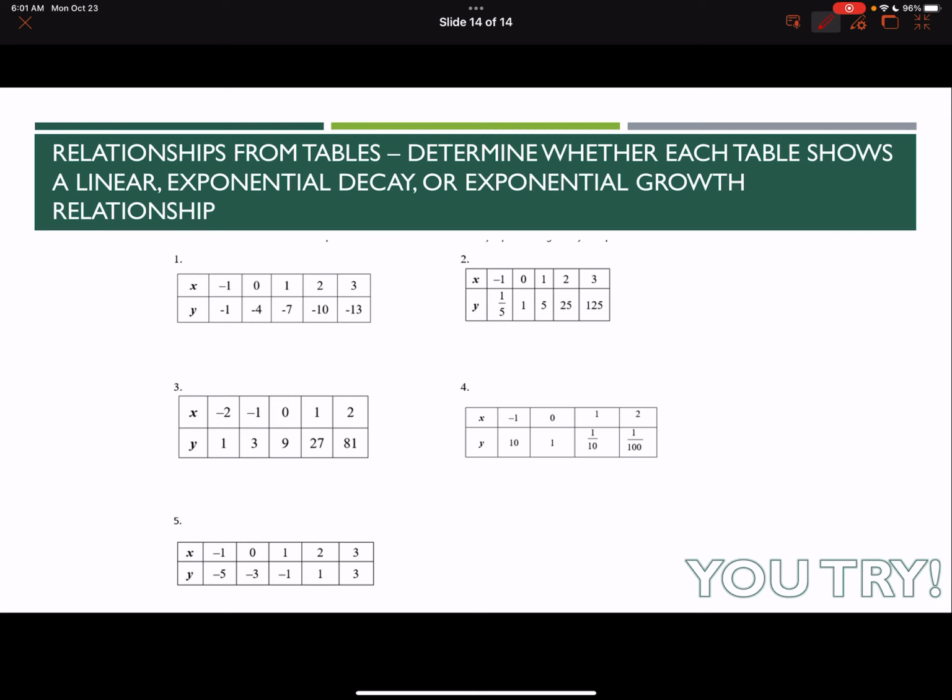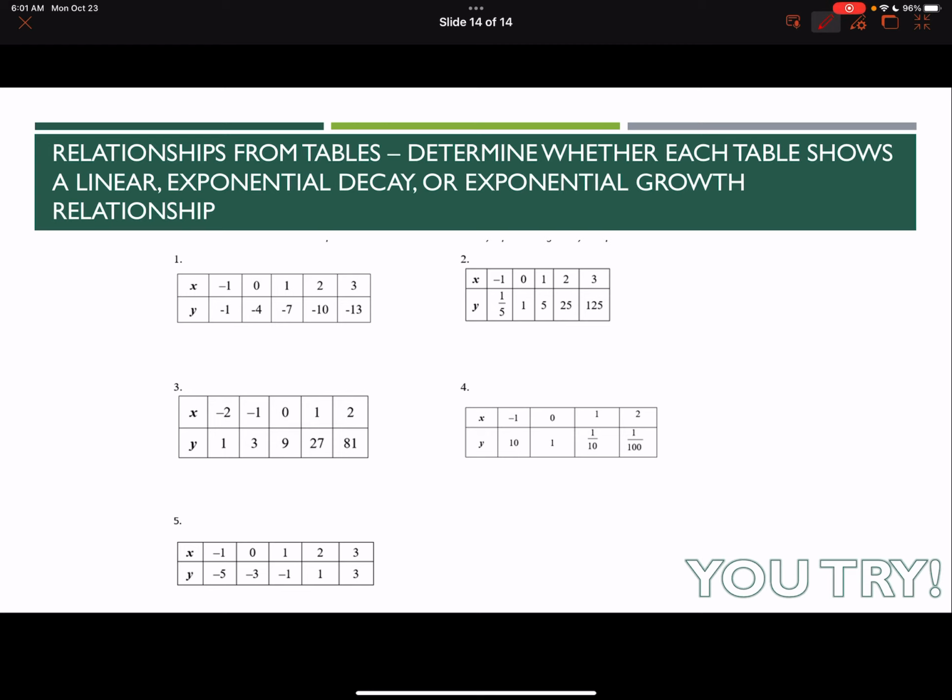Okay. So we're going to finish off by just a little bit more identifying from a table whether we have linear, exponential growth, or exponential decay. Pause the video, try these, and then when you come back, we'll go through these. You can check your answers.